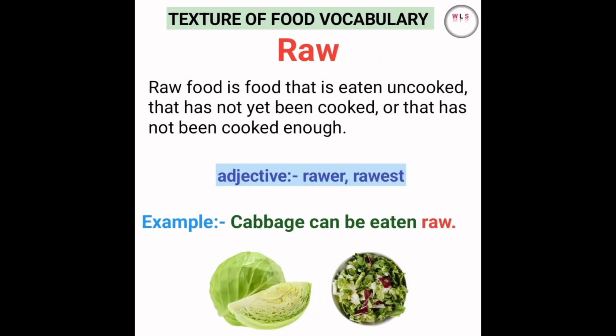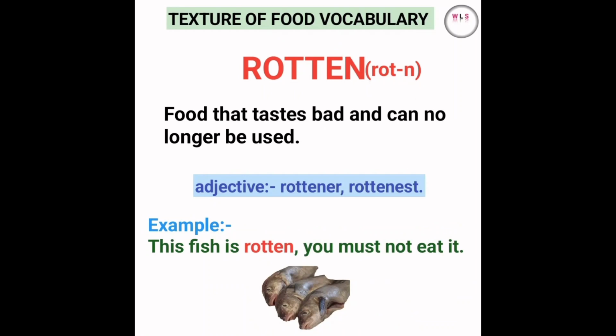Next is raw. Raw food is food that is eaten uncooked, that has not yet been cooked, or that has not been cooked enough. For example, cabbage can be eaten raw. Next is rotten. Food that tastes bad and can no longer be used. For example, this fish is rotten, you must not eat it.